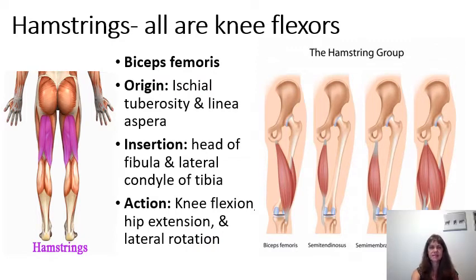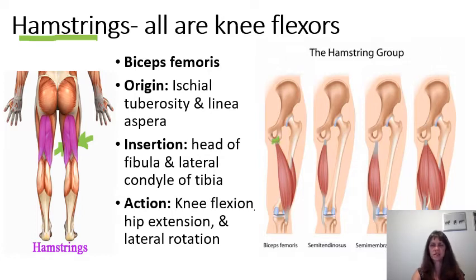Next, we're going to discuss the hamstrings. All hamstrings are knee flexors. They're also actually hip extensors. Depending on which side they're located, they will either laterally rotate the hip if they're located on the lateral aspect of the posterior portion of the thigh, or medially rotate the hip if they're located on the medial aspect of the thigh. First, we're going to look at biceps femoris, which has two heads.